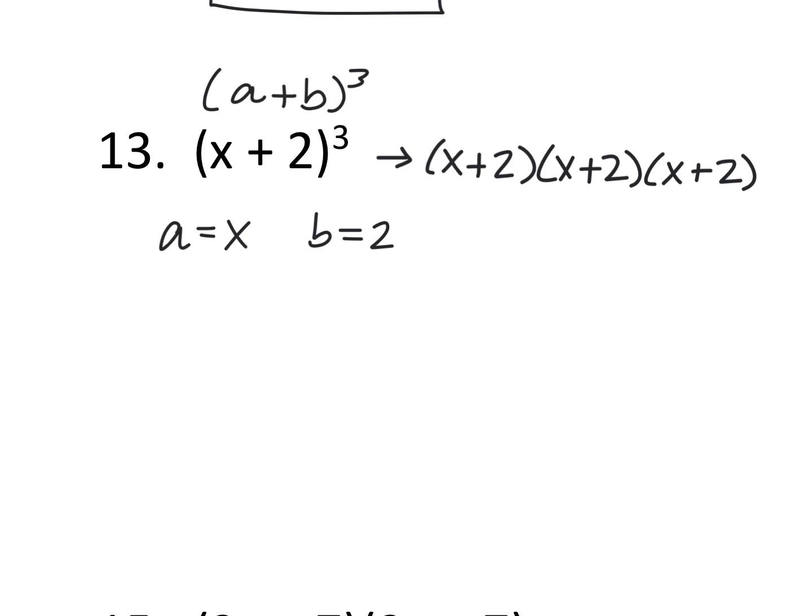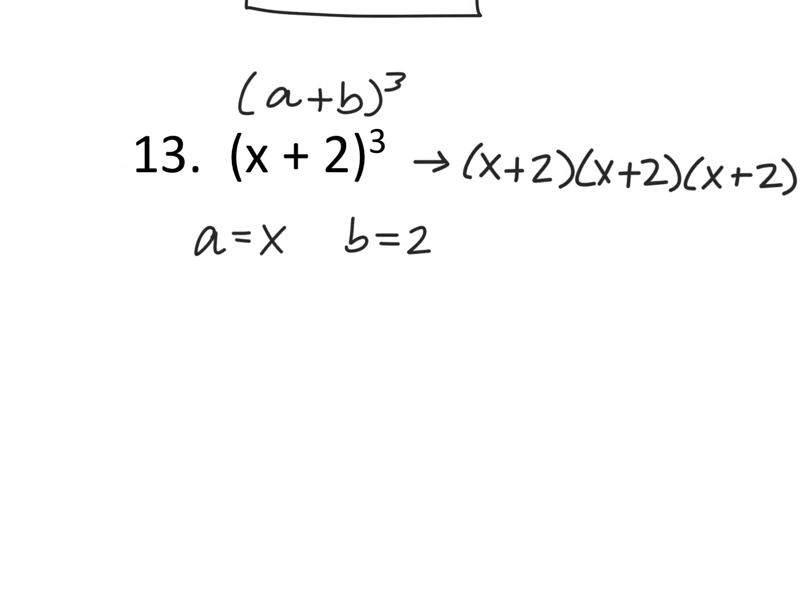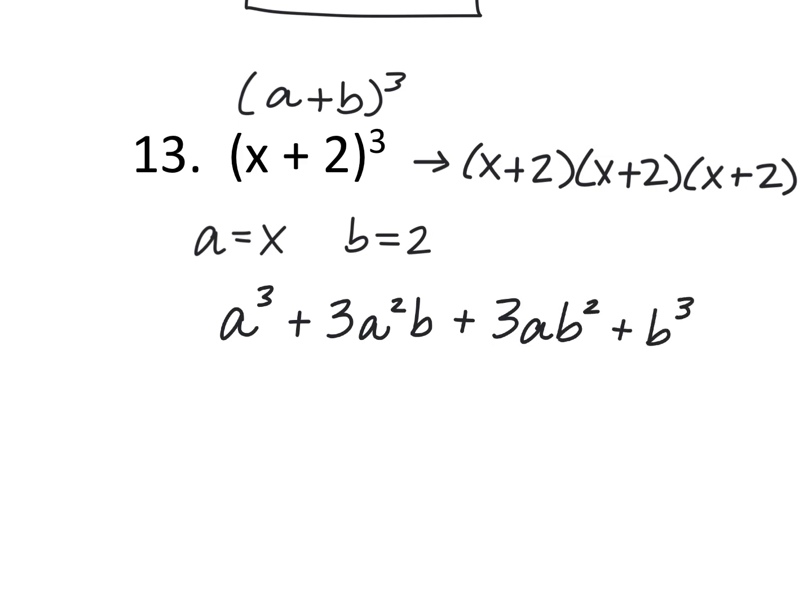We're not doing it the long way though. We're going to take the shortcut. It's probably the same amount of time at this point as you're learning it, but we're just going to learn it. A to the third power plus 3a squared b plus 3ab squared plus b cubed. So you'll notice the a decreases as b increases.